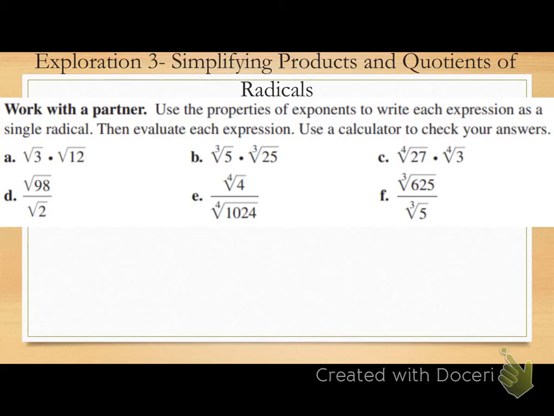With a partner or by yourself, or I may just start going over them with you guys. Use the properties of exponents to write each expression as a single radical. So the first thing we're going to do is take our problem and write it with one radical. Then we're going to evaluate the expression.